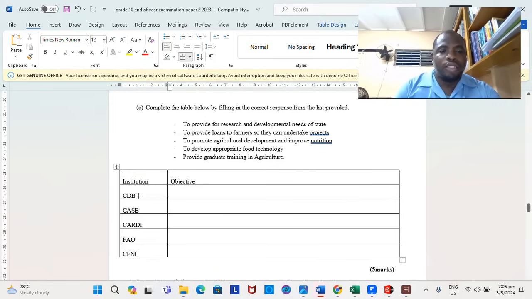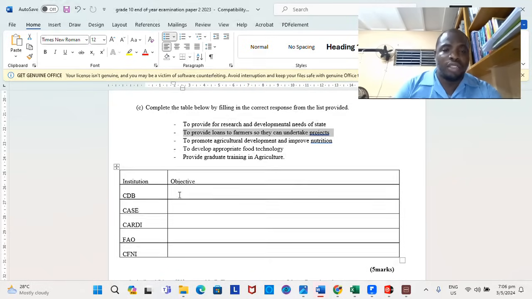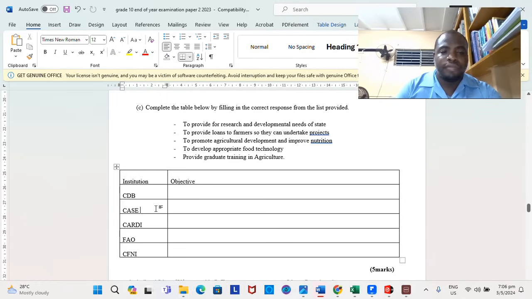So we're looking at CDB, Caribbean Development Bank. And once we hear about bank, we think about capital, we think about loans. And so their objective is to provide loans to farmers so they can undertake projects. They know that farmers may not have the startup capital for a particular business venture, so they provide the loans for them.